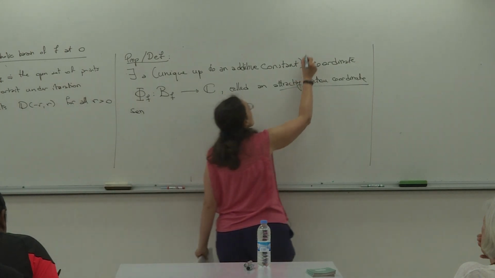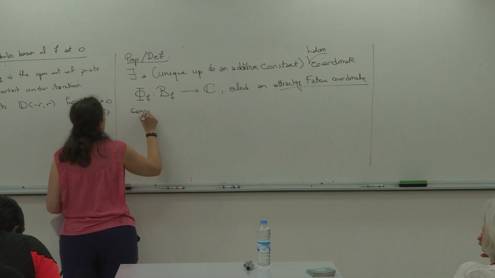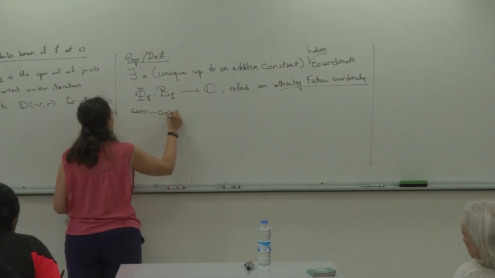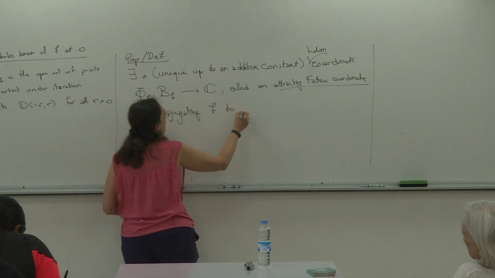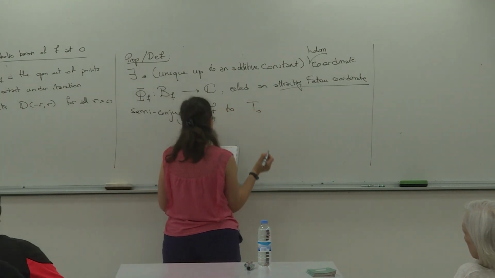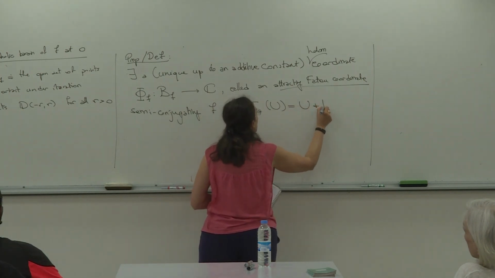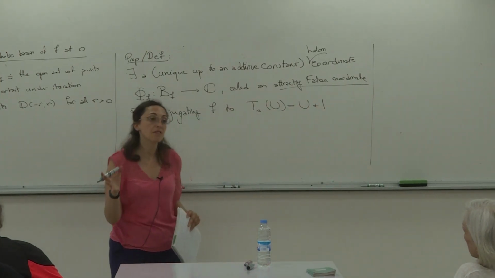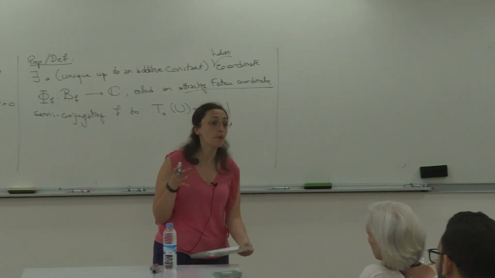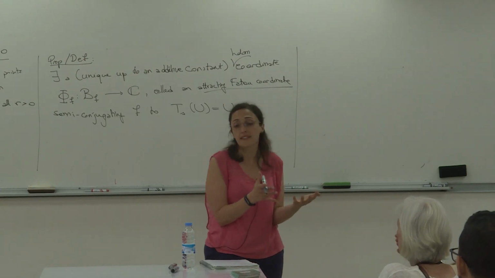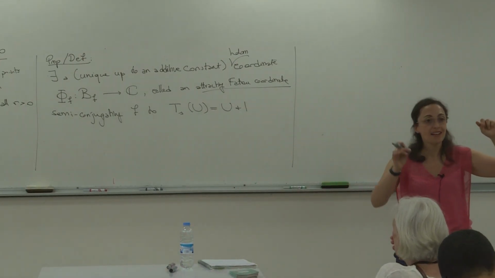So let me write it here. So it's holomorphic on this basin, and it's semi-conjugating f to the translation by 1, T1 of u, which is equal to u plus 1. So we don't have that tail that we were having before. And the price to pay is that you have to build it. So actually, it's kind of a snail coming back.